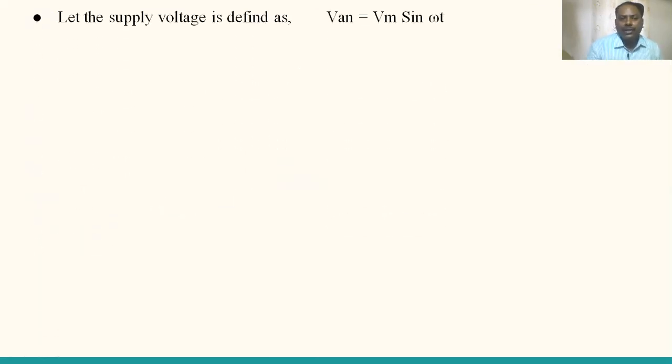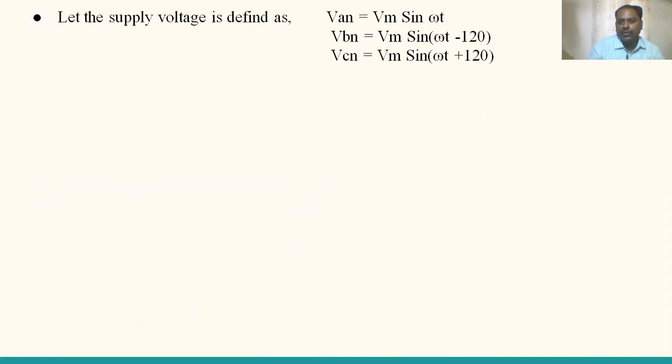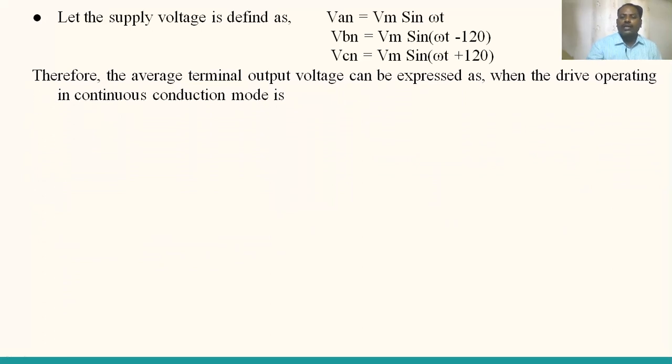Then let us derive the average output voltage. For this, the supply voltage has to be defined. Let the supply voltages be VAN equal to Vm sin omega t, VBN equal to Vm sin omega t minus 120, and VCN equal to Vm sin omega t plus 120, that is, minus 240 or plus 120. Therefore, the average terminal voltage can be expressed when the drive is operating in continuous conduction mode.